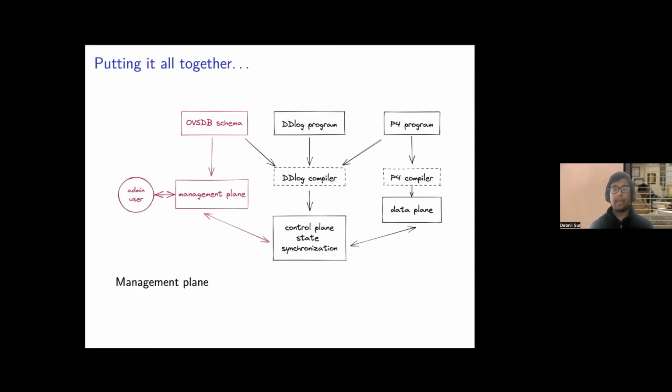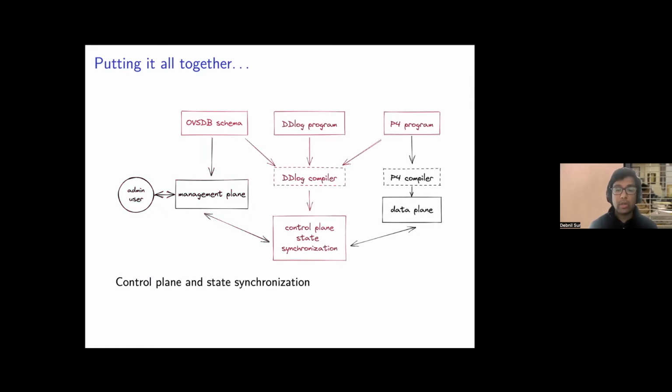In our prototype, the management plane is an OVSDB instance. Its schema is used to initialize and run an OVSDB server. The admin user interacts with that database and changes high-level network configuration. These changes are then communicated to the control plane program as input relations. Remember again, OVSDB is a placeholder. It can be any database of your choice with the proper integrations and handling of changes.